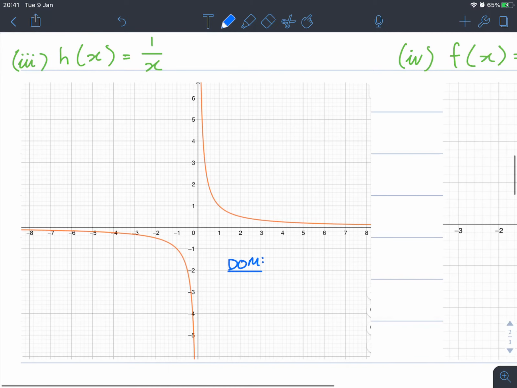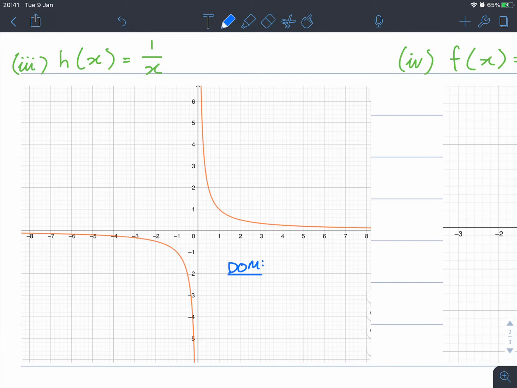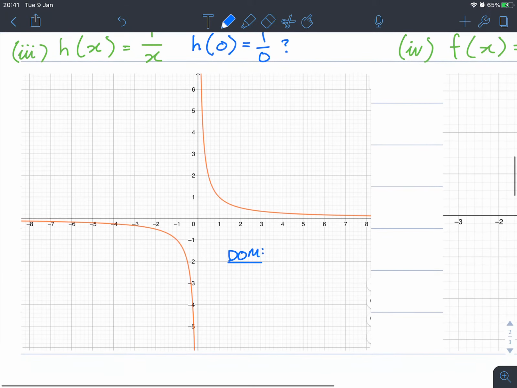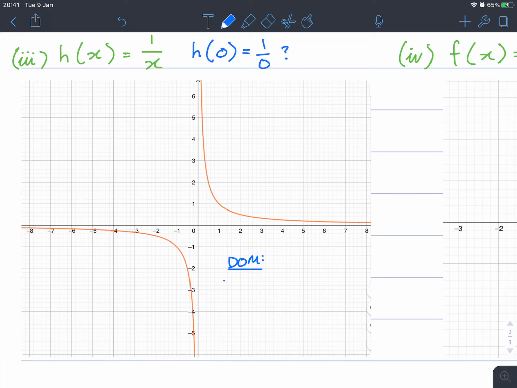Because we talked about this in the previous video. We saw that if I pick x equals 0, so if I do h of 0, we get 1 over 0. So that is an undefined point. We don't know what happens. So in this case, we can say that x cannot equal 0, otherwise all real x.